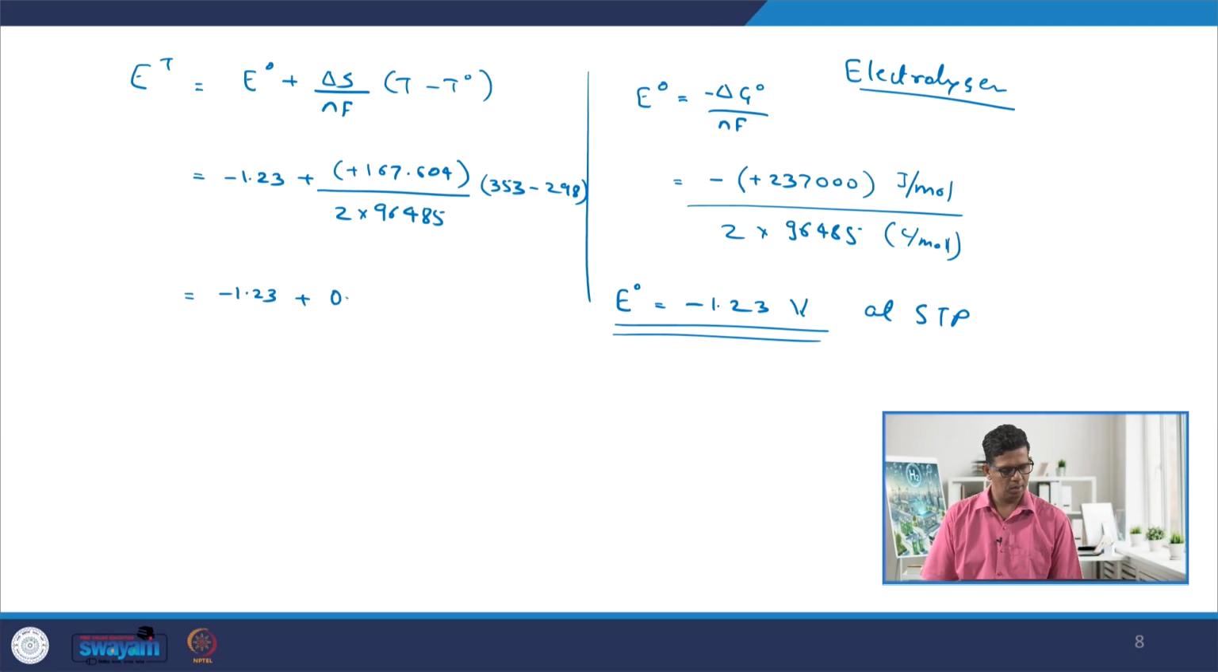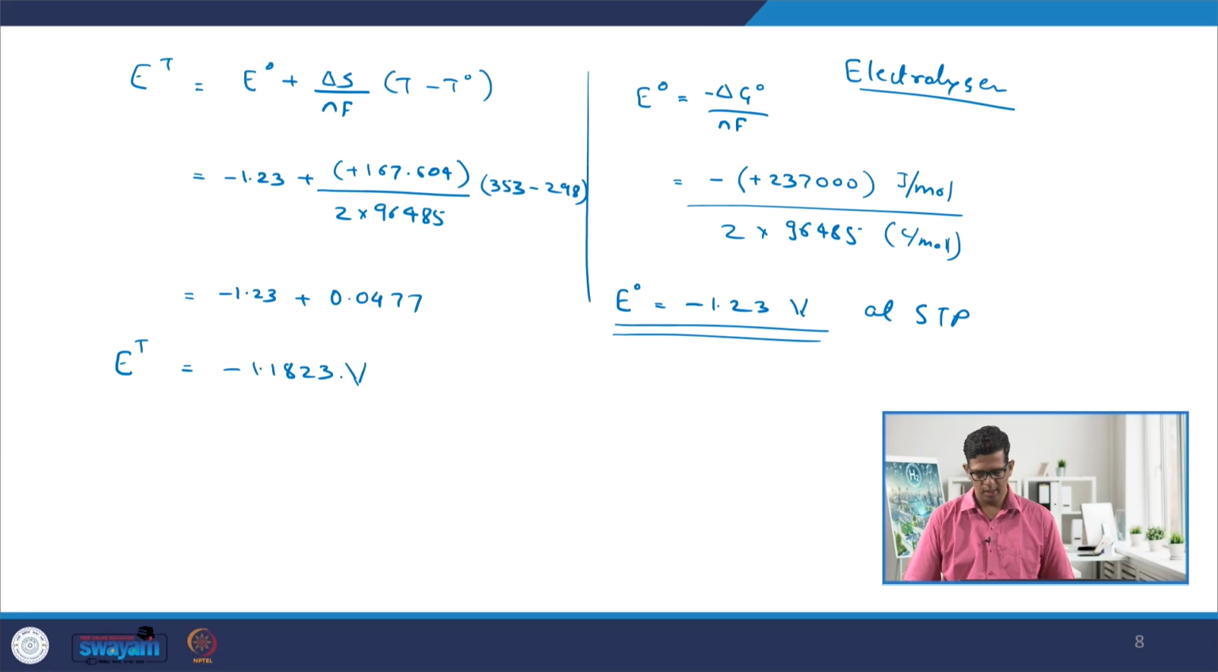So, it is 0.0477. So, it is minus 1.23 plus 0.0477, that leads to minus 1.1823 volt. So, this is your E_T, that is the reversible cell potential at 80 degrees Celsius for the electrolyzer. So, this we have found with respect to equation 2.